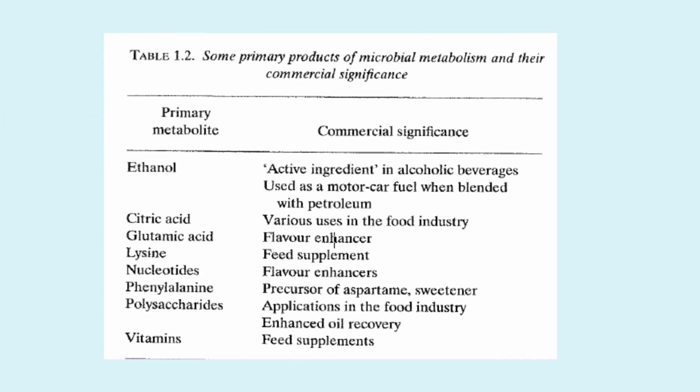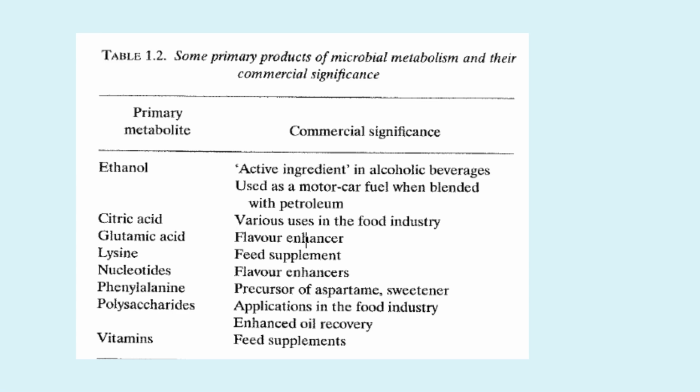Primary metabolites. Let's examine a table of primary metabolites. This table lists several key products and their commercial significance. Ethanol is used in beverages and as a biofuel. Citric acid has various food industry uses. Glutamic acid is a flavor enhancer. Lysine is a feed supplement. Nucleotides also enhance flavor. Phenylalanine is a precursor for the sweetener aspartame. Polysaccharides are used in food and oil recovery. Vitamins are important feed supplements.